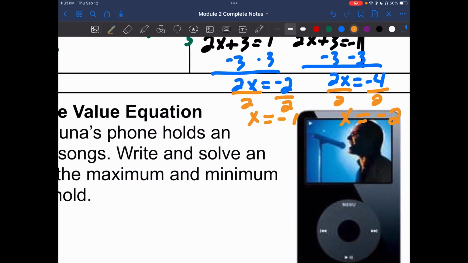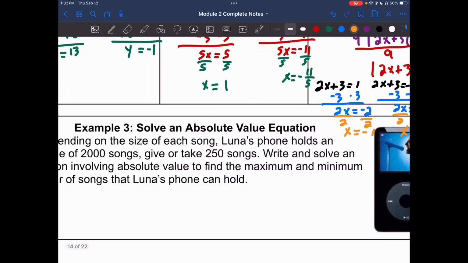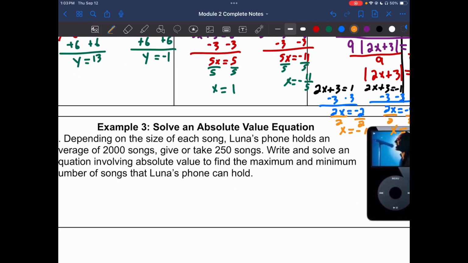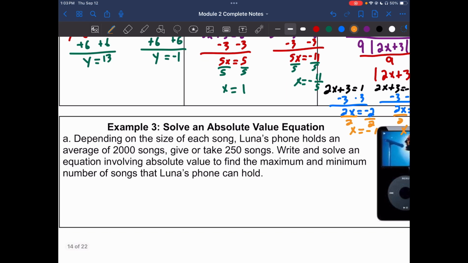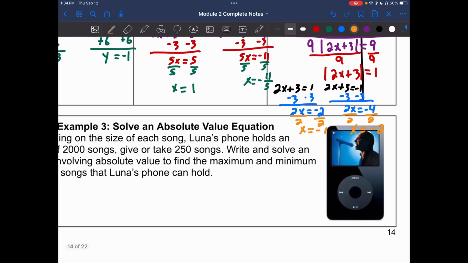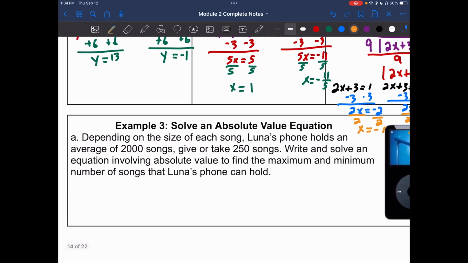Now we're bleeding into our word problem here a little bit. So we have an example. Depending on the size of each song, Luna's phone holds an average of 2,000 songs, give or take 250 songs. Write and solve an equation involving absolute value to find the maximum and minimum number of songs Luna's phone can hold. And off to the side here, we have an old school video iPod.